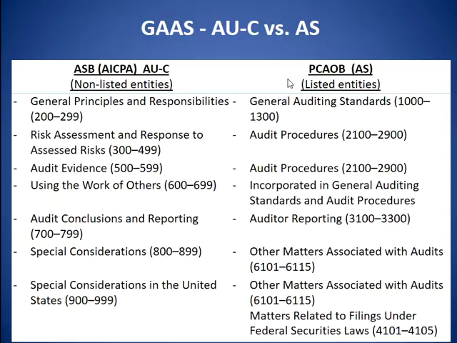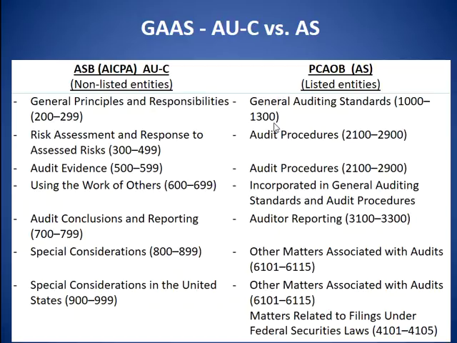Now, if we take a look at the right-hand side, we see the corresponding audit standards that are listed by the PCAOB. And again, they're referred to as auditing standards, or AS. And again, this is for listed companies. So the auditor, if they're going to perform an audit of a listed company, they would perform the audit standards according to the AS type of standards listed by the PCAOB. And you can see under auditing standards, we have general auditing standards, and this is basically standards 1000 through 1300.